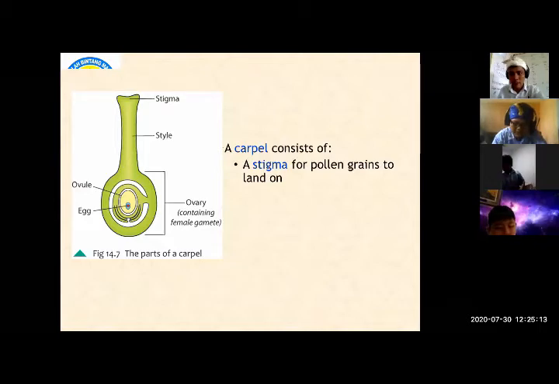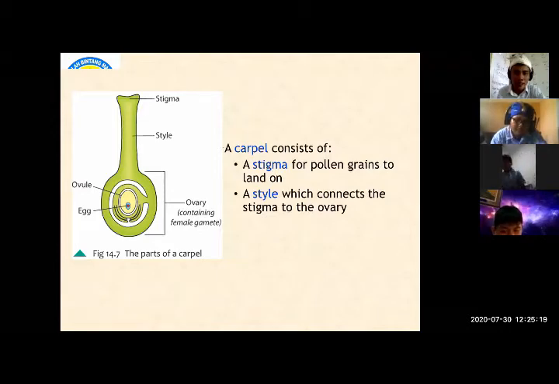Okay, remember what is stigma for? Apa gunanya stigma? The answer, to catch pollen grain. Next, we have a style. If you look at the picture, style. Apa gunanya? Connects the stigma to the ovary. Ya, jelas banget ya, very clear. It connects stigma to the ovary. Menghubungkan ya. Next.